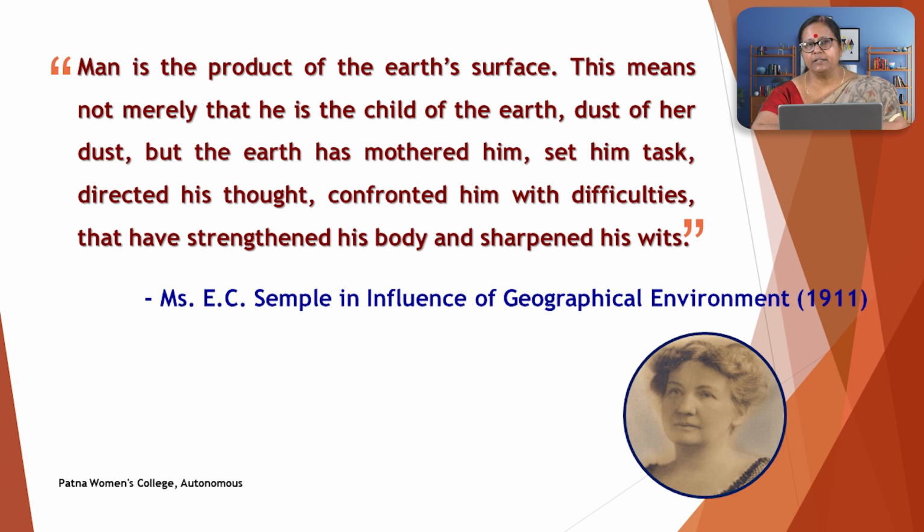There was a famous geographer, Miss E.C. Semple. She was American and she was a very ardent disciple of Ratzel, a famous German geographer. Miss Semple says that man is the product of Earth's surface. So the supporters of determinism consider man just as a product of Earth's surface. So man does not have any importance, any caliber, any power of his or her own. He is totally controlled and governed by his or her environment and environmental settings. These are some of the supporters of the concept of determinism.